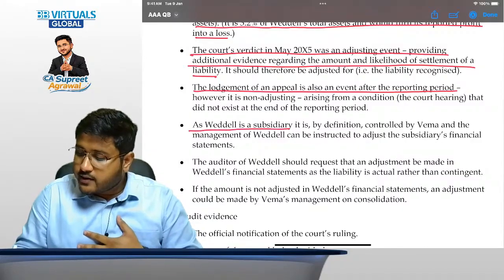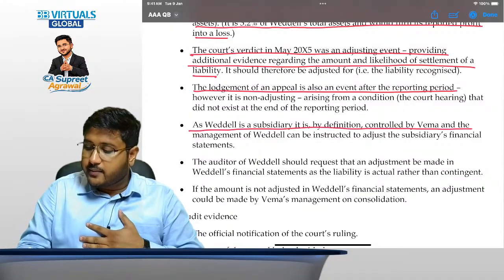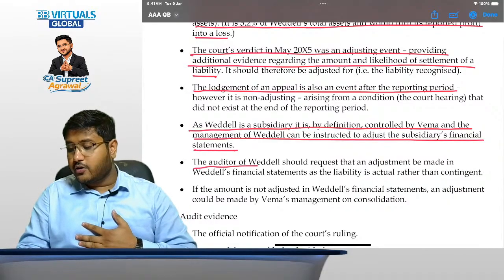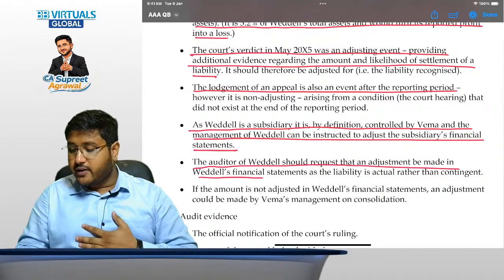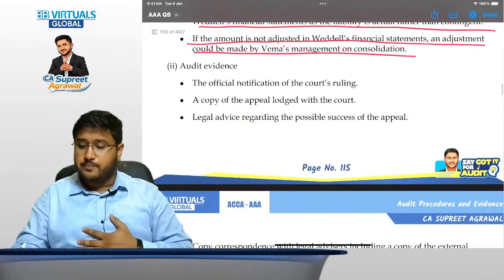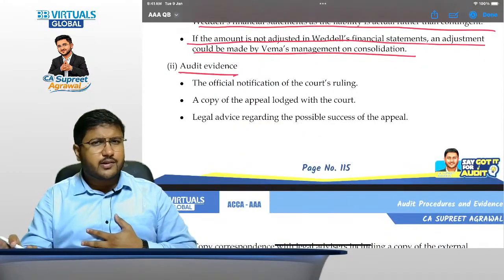Now, as Weddell is a subsidiary, it is by definition controlled by WEMA, and the management of Weddell can be instructed to adjust the subsidiary's financial statements also. The auditor of Weddell company should request that an adjustment be made in Weddell's financial statements. If the amount is not adjusted in Weddell's financial statements, an adjustment could be made by WEMA's management on consolidation also. Now, audit evidences. Audit evidences are pretty simple for this.